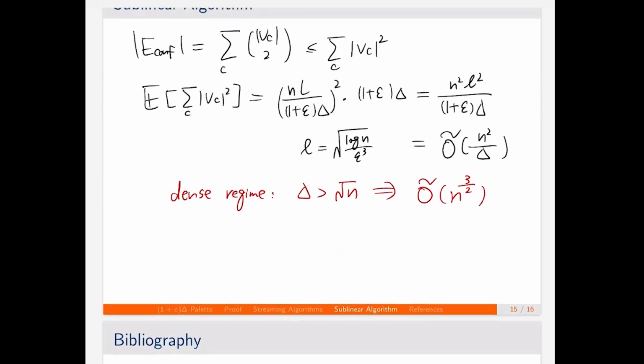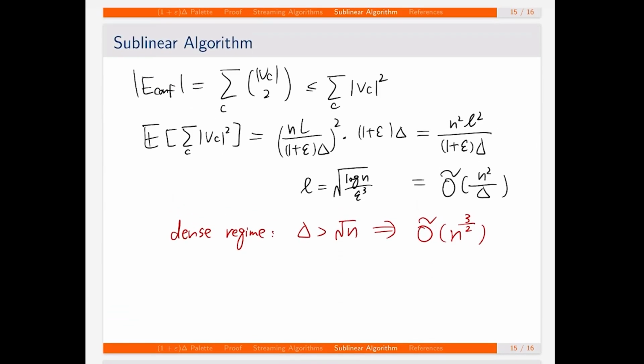If we combine the two regimes, sparse and dense, in total we get an O tilde n to the 3/2 algorithm for this graph G. Since the original graph can have at most n squared edges, this n to the 3/2 is even better than reading the entire graph. So that makes this sublinear algorithm very efficient.